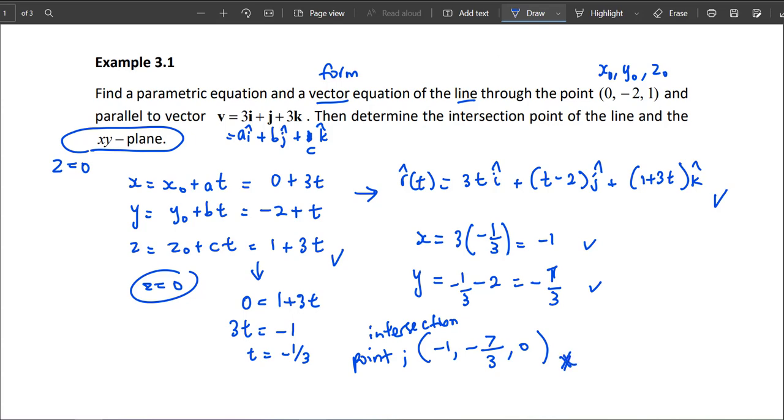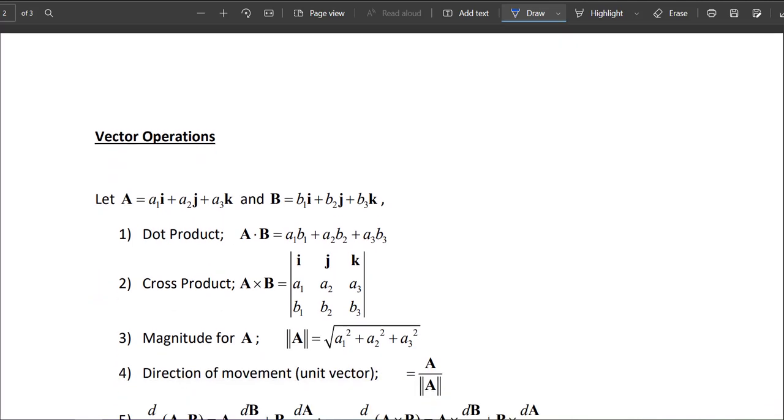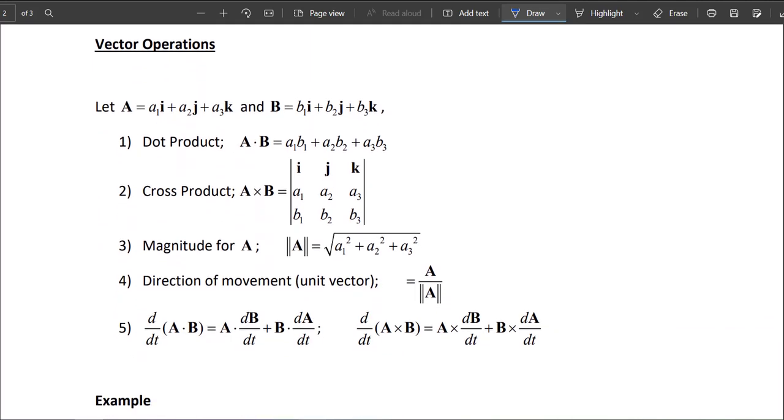So hopefully you can understand, and we will do exercise. And later I will set it at author. For the next one is vector operations.